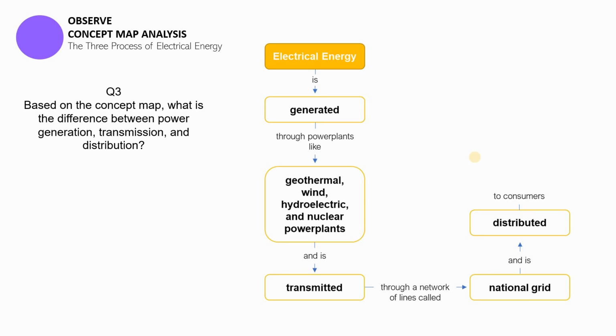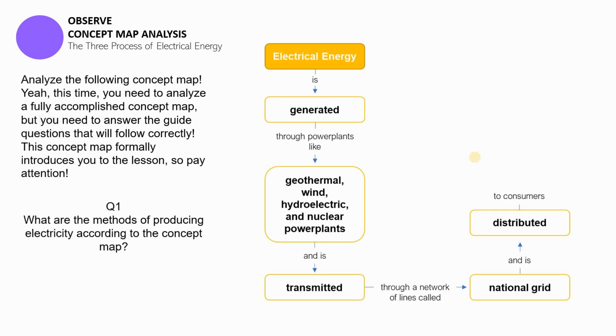Finalize your answers because we are going to check them. Starting with the answer to question number 1. What are the methods of producing electricity according to the concept map? The correct answer is the methods cited are geothermal, wind, hydroelectric, and nuclear. Actually, the word "as" is supposed to be "are". So, the methods cited are. Check your work. Are you done?